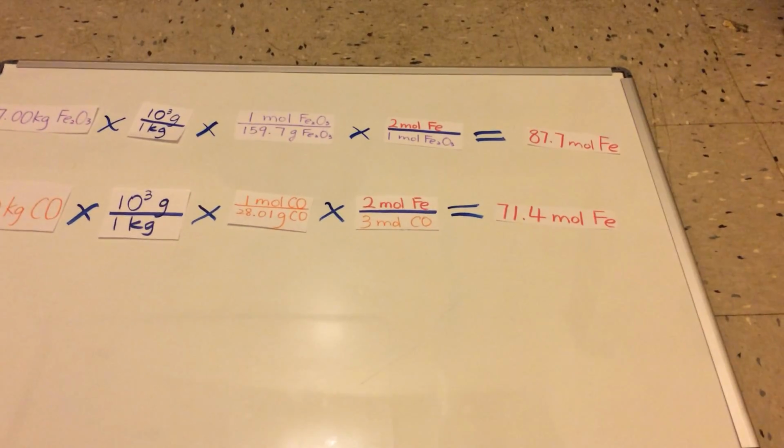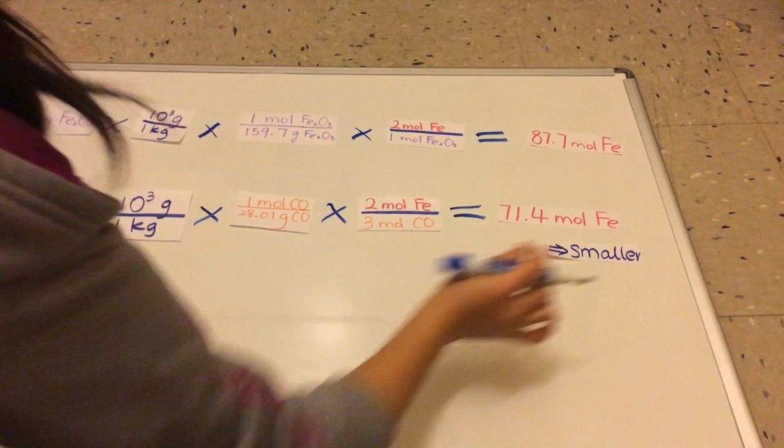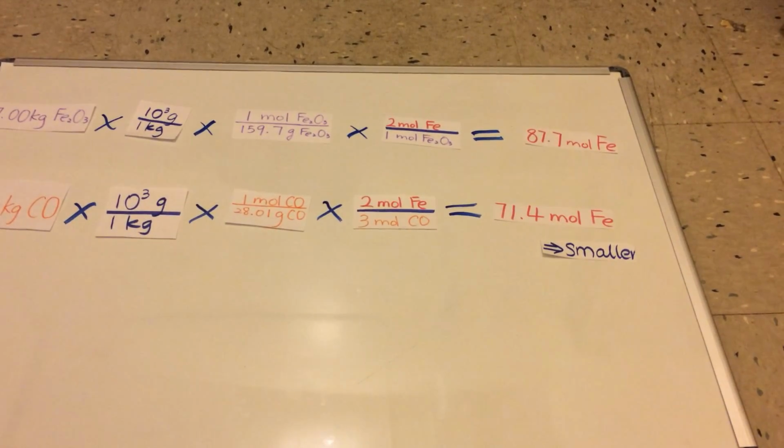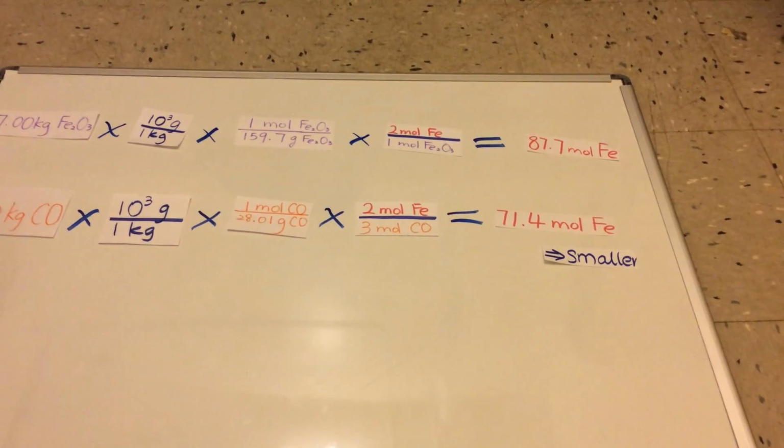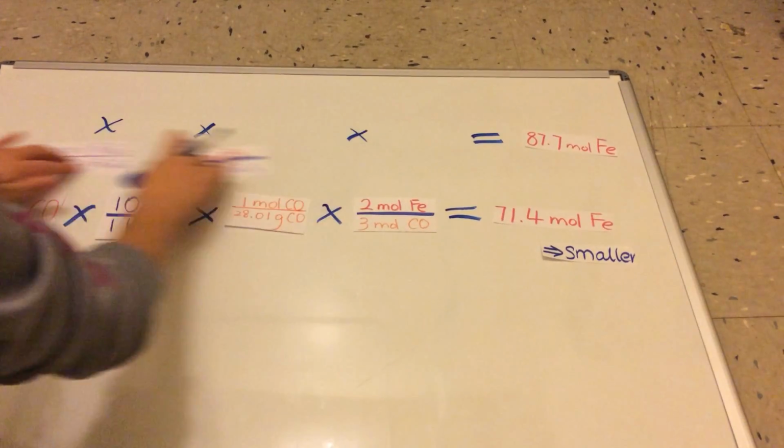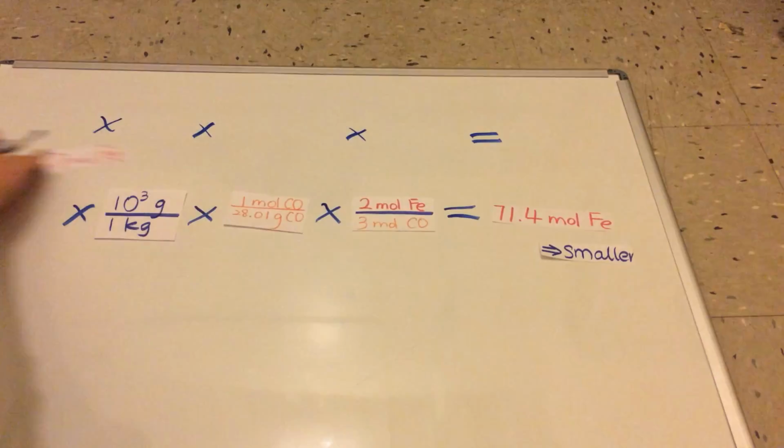By comparison, we can see that using what we have, we can only produce 71.4 moles of iron because we do not have enough carbon monoxide to produce 87.7 moles. This makes carbon monoxide the limiting reactant.